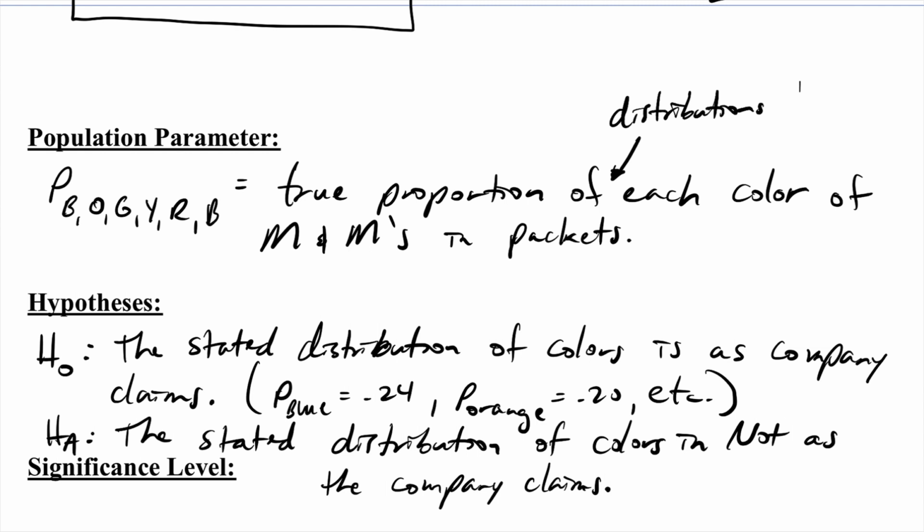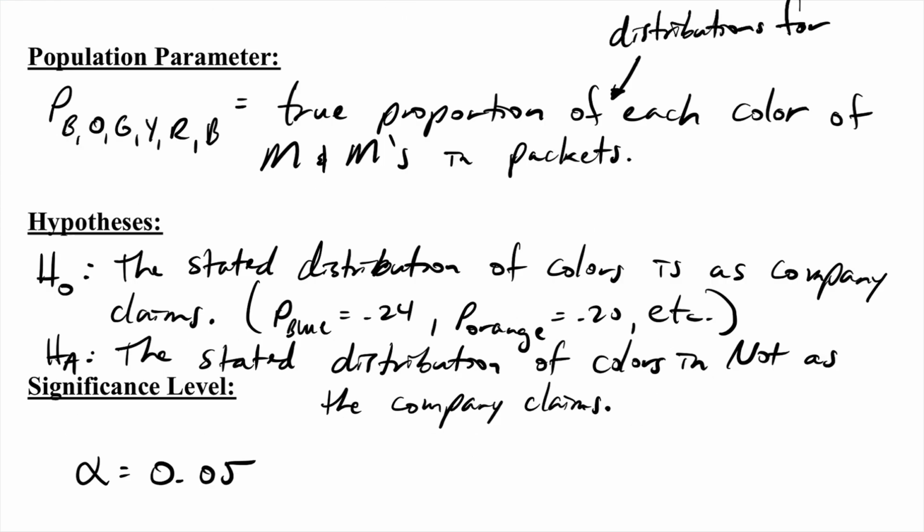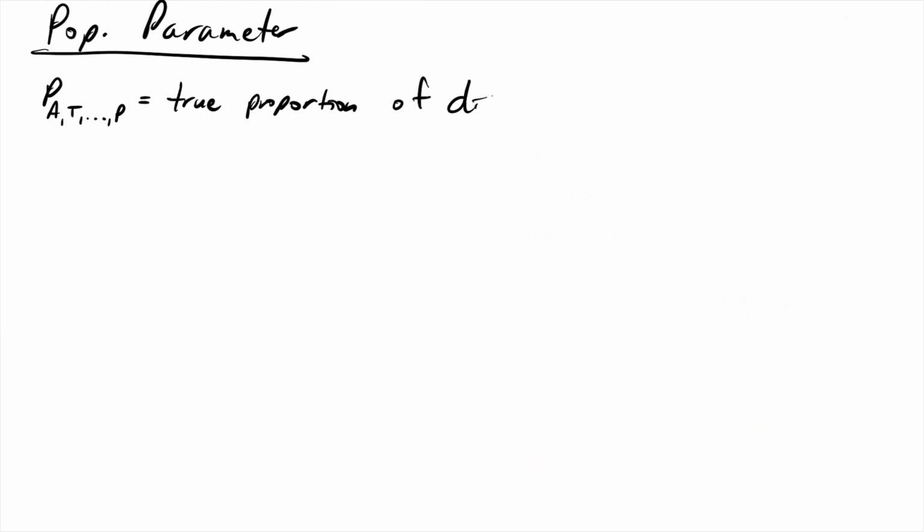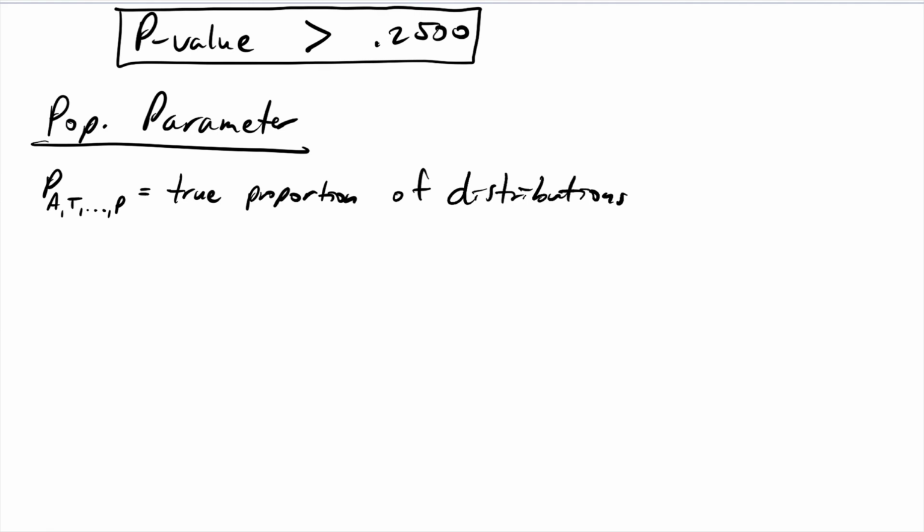Distributions for. I'm not looking at just one number. I'm looking at many numbers for many things. So if it's many numbers for many things, we always want to use the word distributions. Otherwise, we just think it's one number. Okay. That's the word we want to use. Distributions. Distributions of what? It's right here. Distributions of.